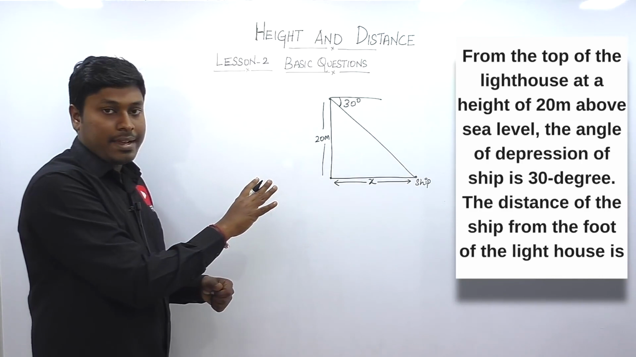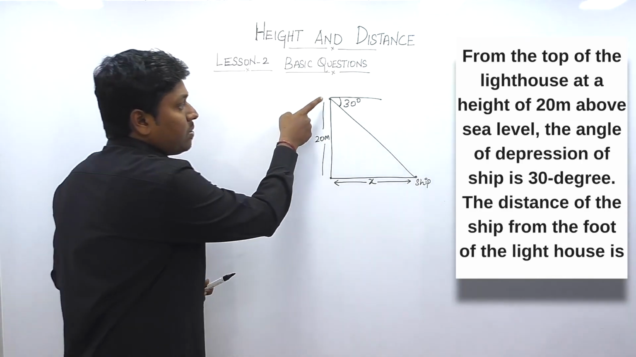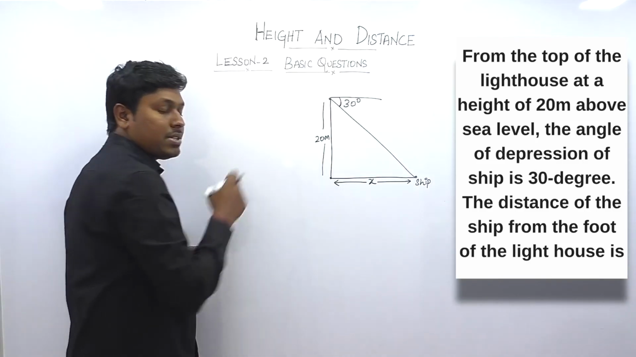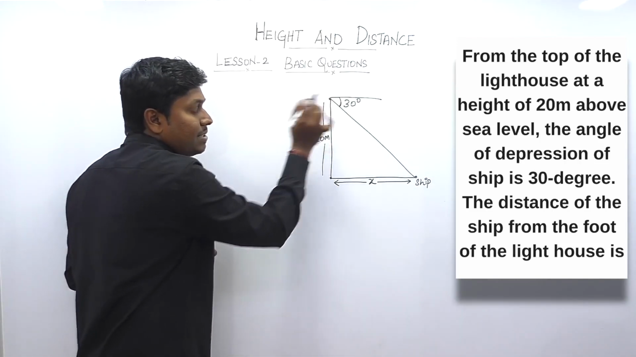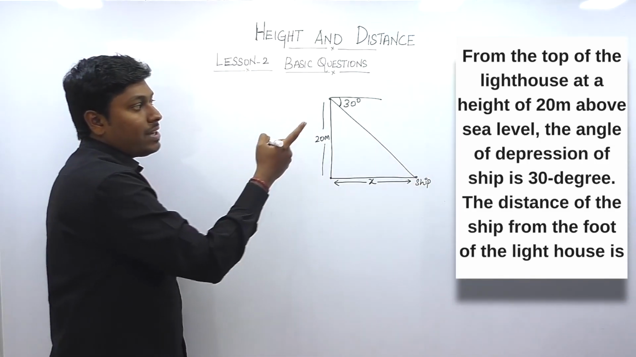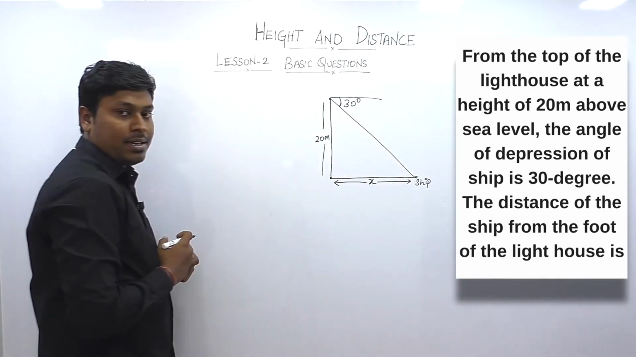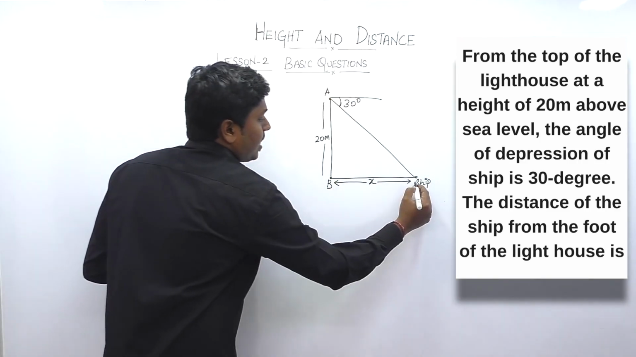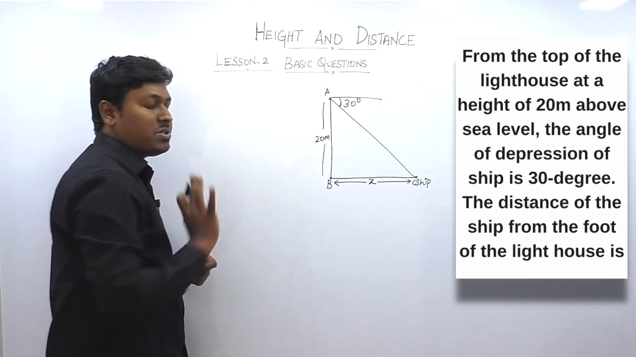So friends, understood the diagram. So diagram is most important. So read the question again. From the top of the lighthouse at a height of 20 meters. So we can say that the lighthouse is 20 meter height. From the top, the angle of depression 30 degree to the ship. So assume that there is a ship at the bottom, right? Our target is to find the distance between the ship and the foot of the lighthouse. So if you want, you can write like this: A, B and C. Our target is to find the distance BC, and the lighthouse will be AB, which is 20 meter.